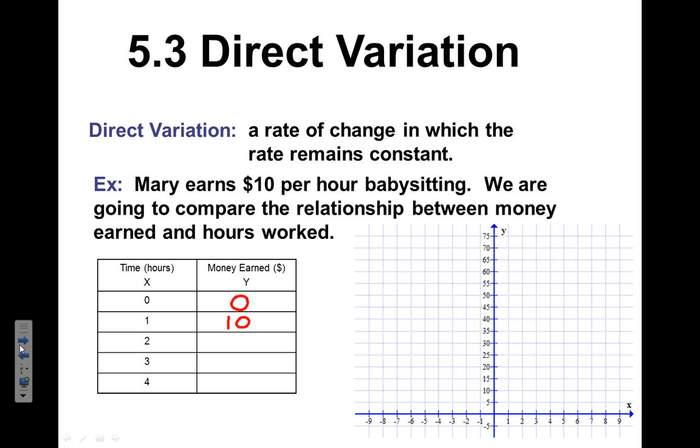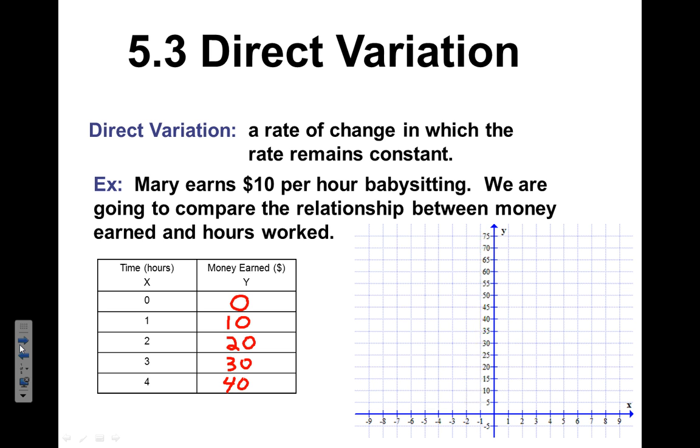If she babysits for 2 hours, 2 times 10 is $20. 3 hours is 3 times 10, $30. And 4 hours is 4 times 10 for $40. So now we're going to graph it on our coordinate plane.